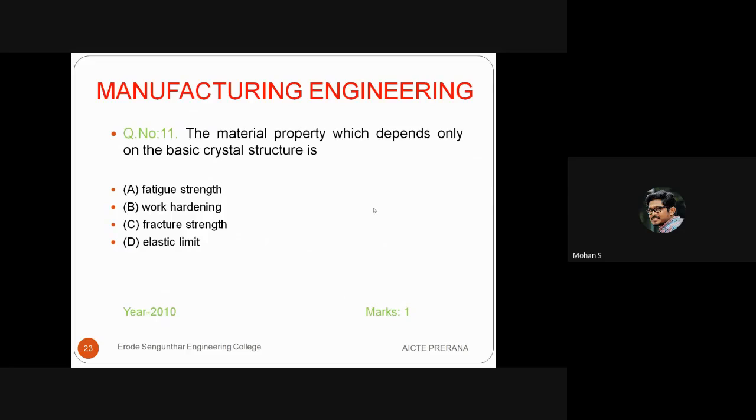Next is fracture strength. Fracture strength is nothing but the ability to resist failure under loading. When a particular load is applied on the material, it should resist failure. It should not collapse.